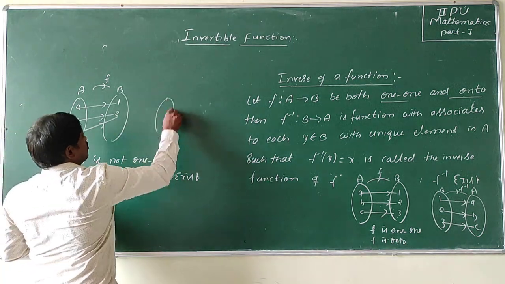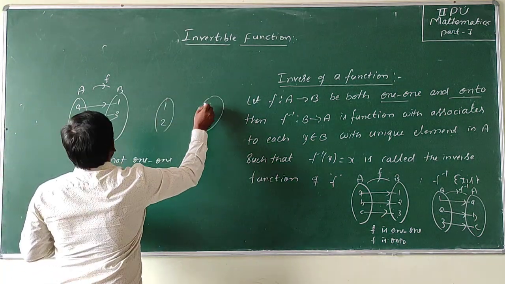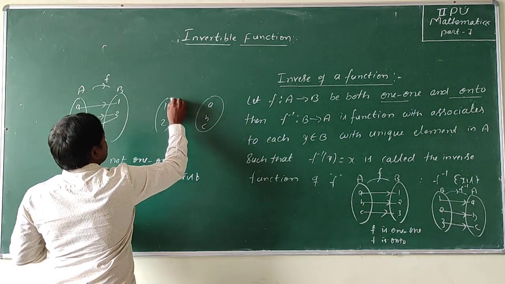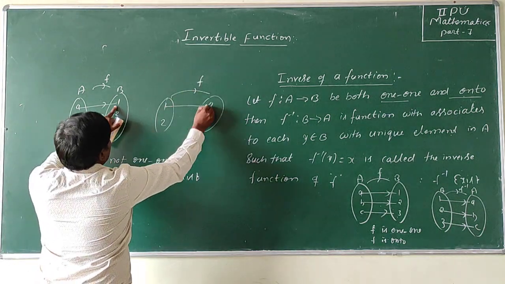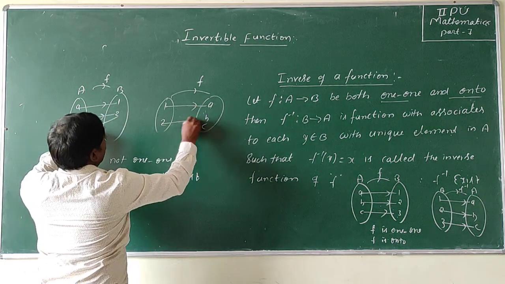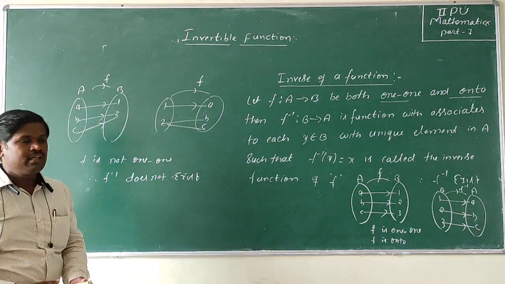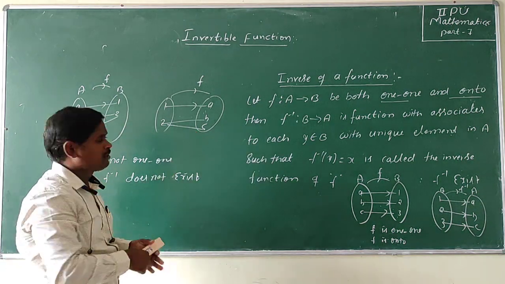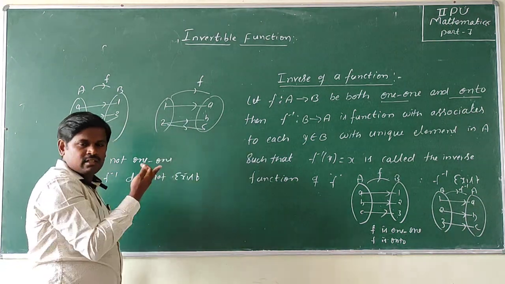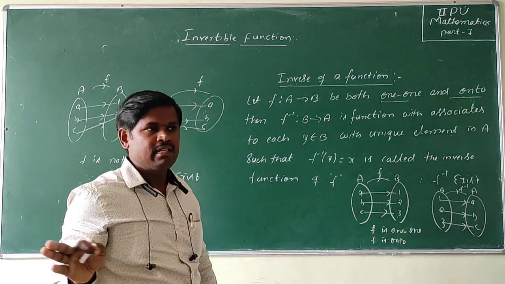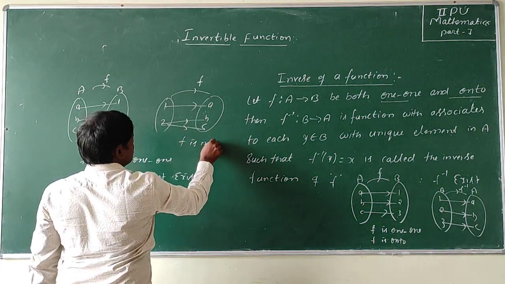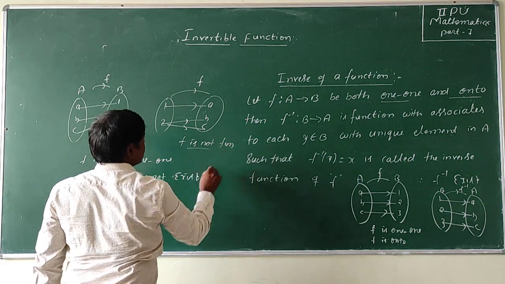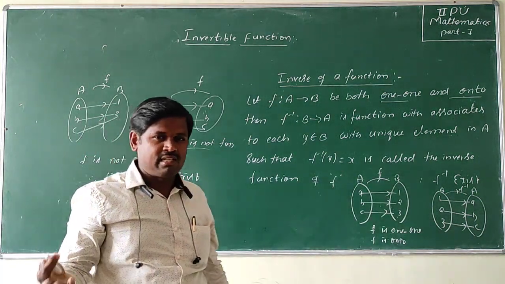See it. Suppose it is 1, 2 and A, B, C. Suppose we are writing F inverse. That means 1 is related to A, 2 is related to B, and 2 is related to C. So see, is it a function? It is not a function. So therefore F inverse is not a function, and the inverse automatically does not exist.